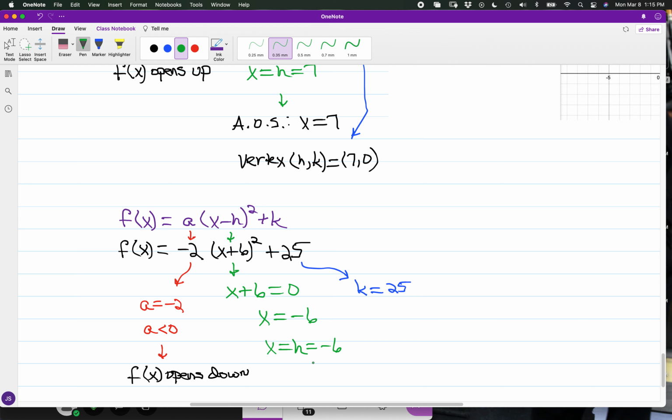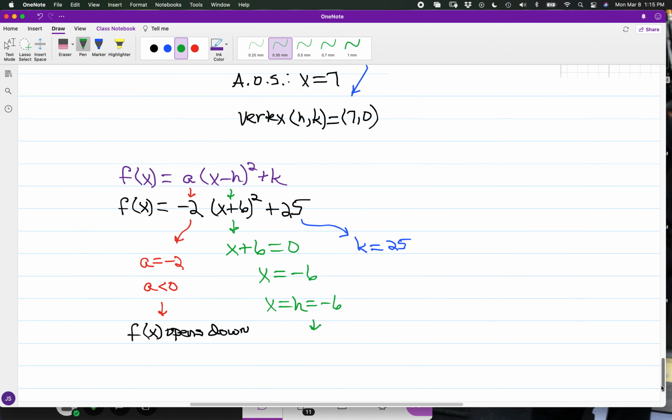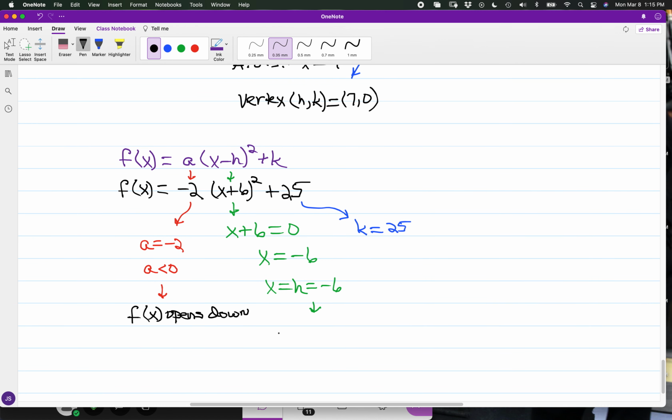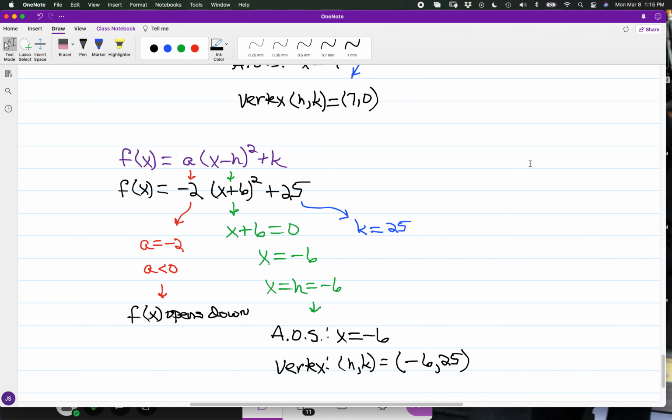And with both h and k identified, especially with h, I'm able to get the axis of symmetry, whereupon we have x is equal to negative 6, and along with k at 25, for the vertex (h, k), we have the ordered pair (negative 6, 25). And again, the graph is going to open downward.